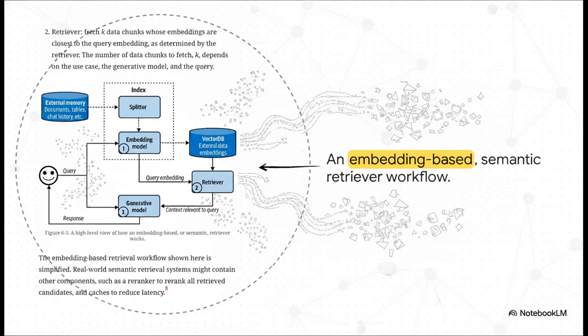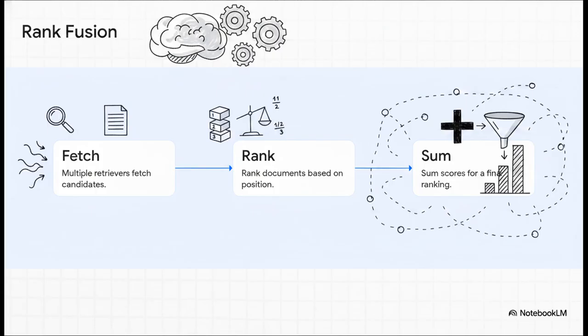Then, in step 2, the system compares the query's numbers against the database's numbers. The data chunks with the closest mathematical distance are fetched and sent right to the generative model. The whole retrieval process literally happens in this shared mathematical space. Interestingly enough, though, AI engineers rarely rely on just one single method. They actually combine them into what's known as hybrid search.